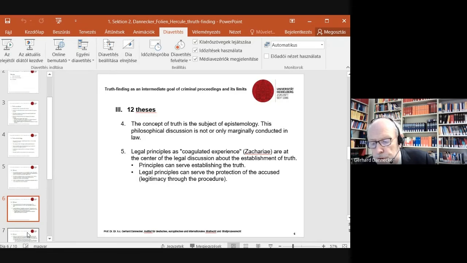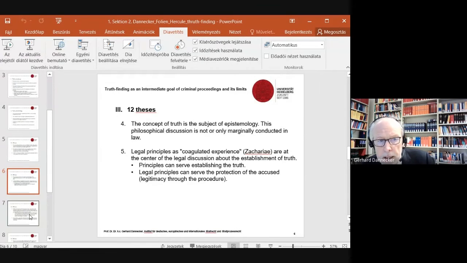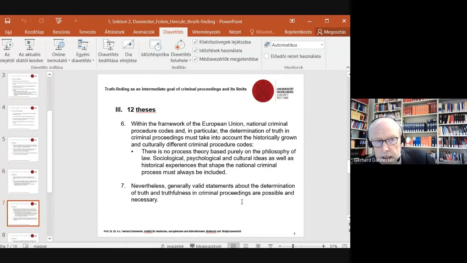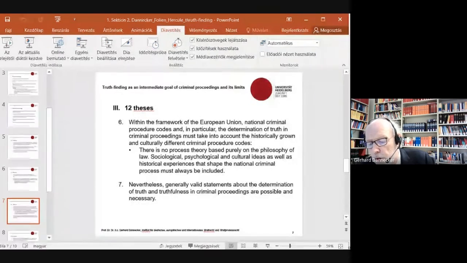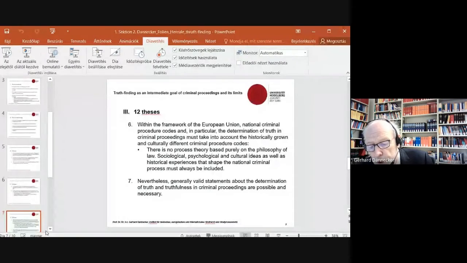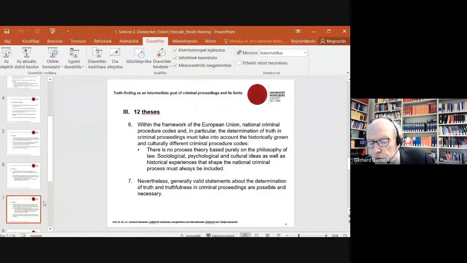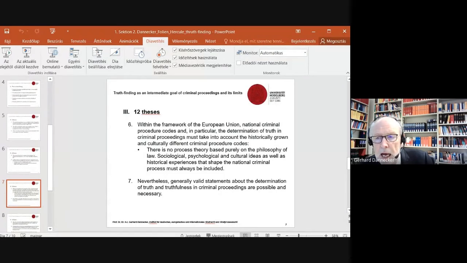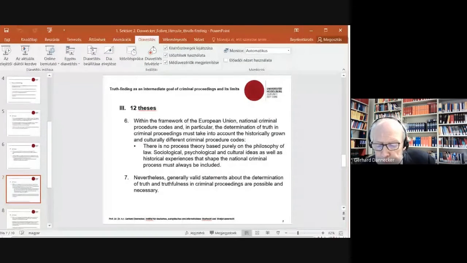Legitimation through procedure. Sixth, this raises the question of how, within the framework of the European Union, national criminal procedure codes, and in particular, the determination of truth in criminal proceedings, are to be designed.